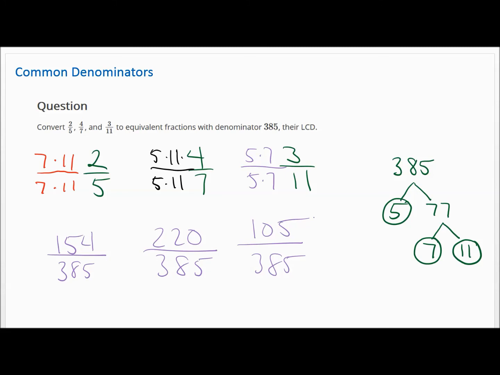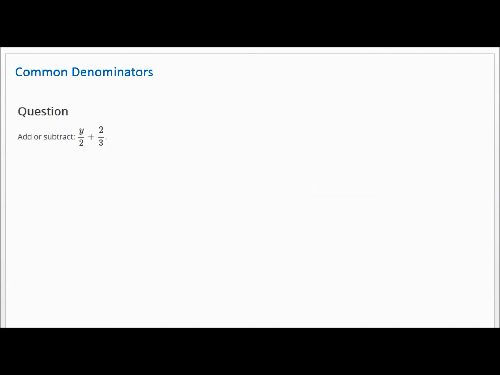Okay, so again, I think breaking these denominators down really is the best way to go. The quick trick on this problem wouldn't even work. Another homework problem says y over 2 plus 2 over 3. Now again, I didn't cover anything like that before. Let's take a look at it.